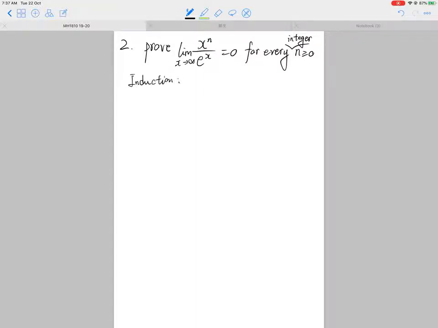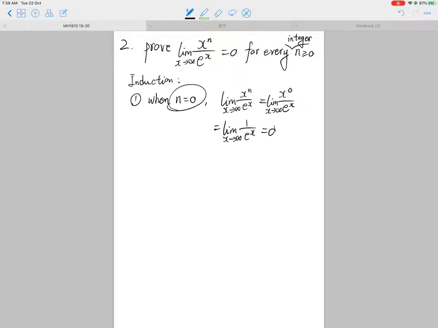Induction is for you to prove that, first step, when n is at the starting point, it's true. When n is 0, it is true, right? When n is 0, this limit is just x to the power of 0 over e to the power of x. Right, then this part is 1, so it's just the limit of 1 over e to the power of x. X is approaching infinity, it is 0. Right? When n is 0, it is true.